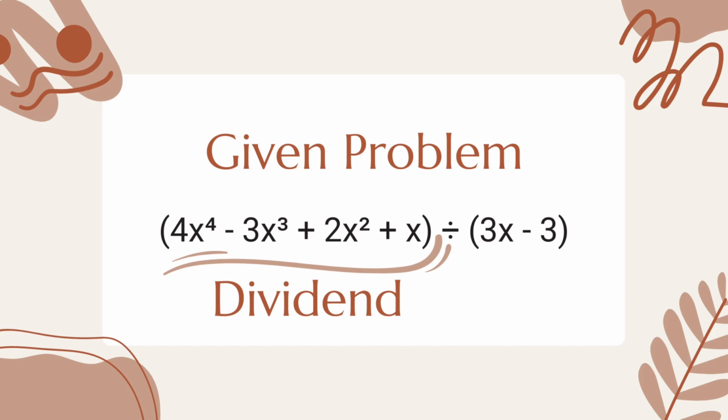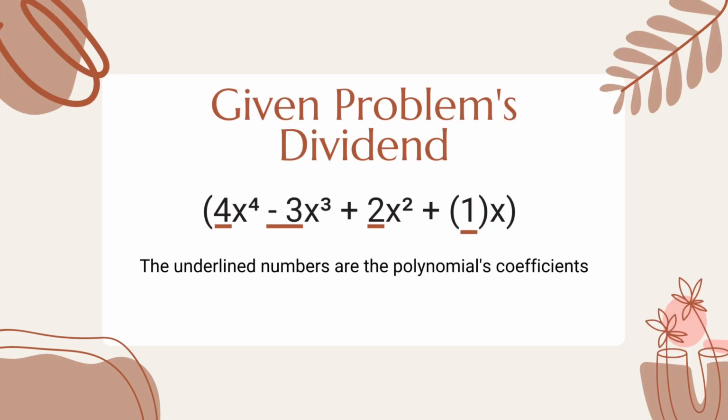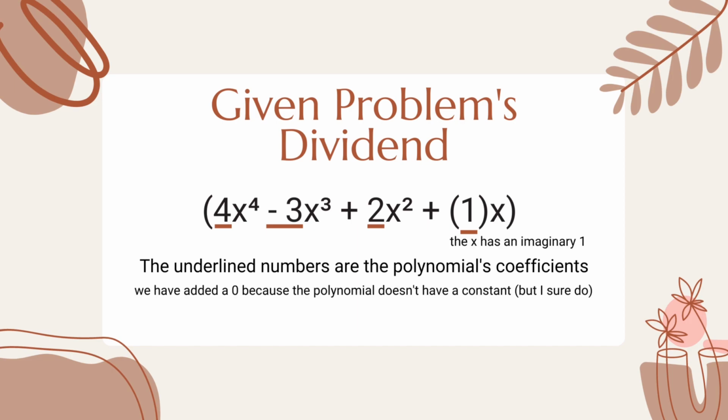Let us look back at the given problem's dividend. The underlined numbers are the polynomial's coefficients. These are as follows: 4, -3, 2, 1, 0. The x has an imaginary 1, and we have added a 0 because the polynomial doesn't have a constant.